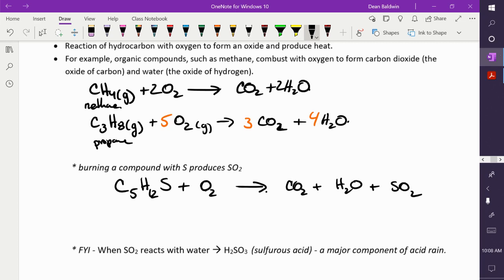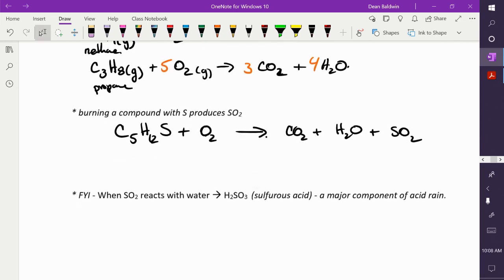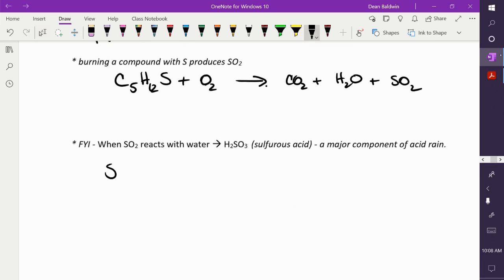And then what happens, if you look at it from an environmental point of view. If you burn a hydrocarbon that has sulfur in it, you get carbon dioxide and water. But because you produce this SO2 into the atmosphere, the SO2 then reacts with the water in the atmosphere to produce sulfurous acid, which is basically acid rain. Okay? So the rain that's coming down has been acidified because sulfur dioxide has been produced into the atmosphere. Okay? As a result of burning some hydrocarbons.